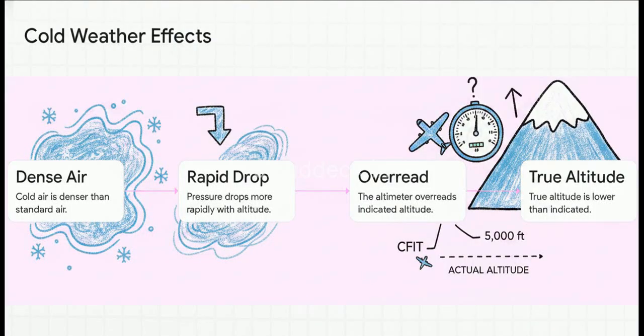Step 1. Cold air is significantly denser than standard air. Step 2. Because it's denser, atmospheric pressure drops way more rapidly with altitude than the ISA model expects it to. Step 3. Your barometric altimeter, which is just dumbly measuring pressure, gets tricked. It overreads. Step 4. The result? Your true altitude is actually lower than your indicated altitude. Your instrument panel might say you're at 5,000 feet, supposedly clear of a mountain peak, but in reality, you might be hundreds of feet lower.